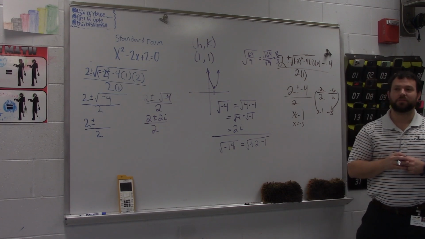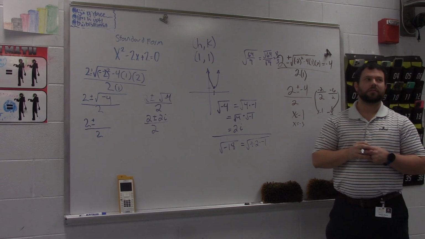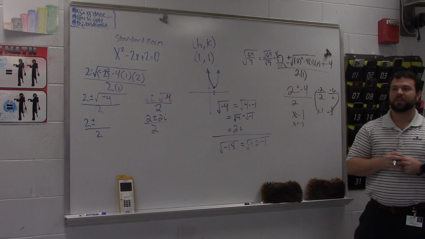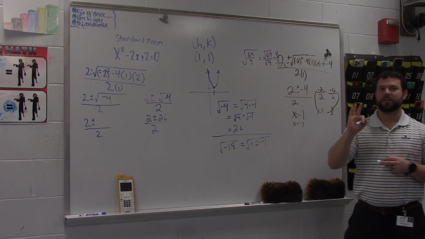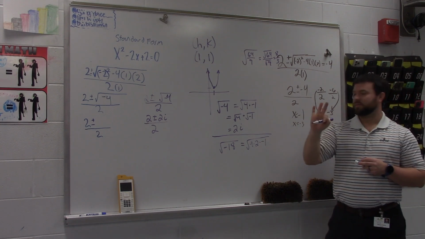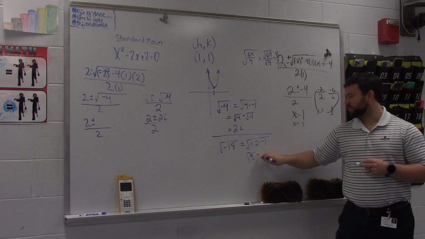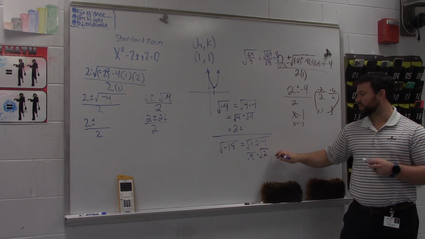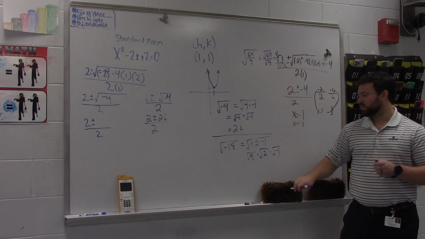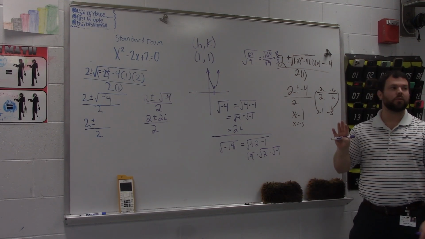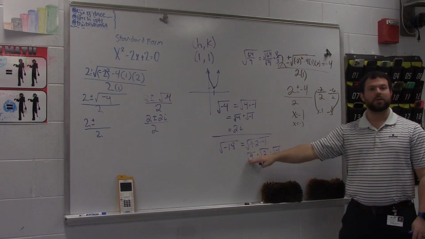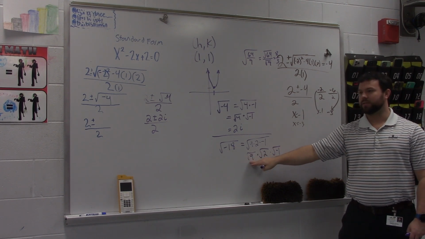I'm going to pay attention to my factors. How many factors do I have? 3. So how many radicals am I going to have? 3. What are they going to be? Square root of 9 times square root of 2 times square root of -1. Okay, take the square root of whatever you can. Do I know the square root of 9? Yeah, what is it? 3.